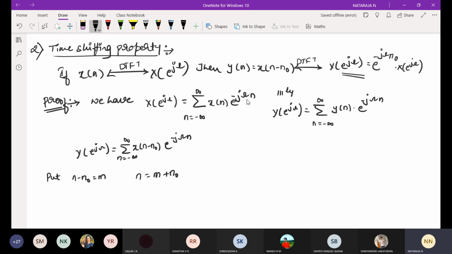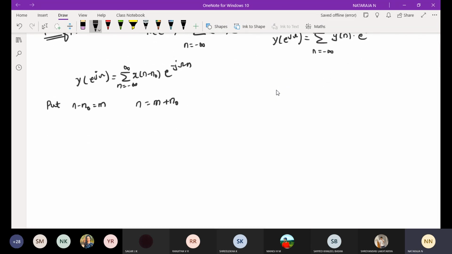Here I have taken n, so my limits vary from n equal to minus infinity to infinity. The limits will not change, but the notation will change. Why? Because I am replacing n with m, so m also varies from minus infinity to infinity. The next step, I will write here. Okay.